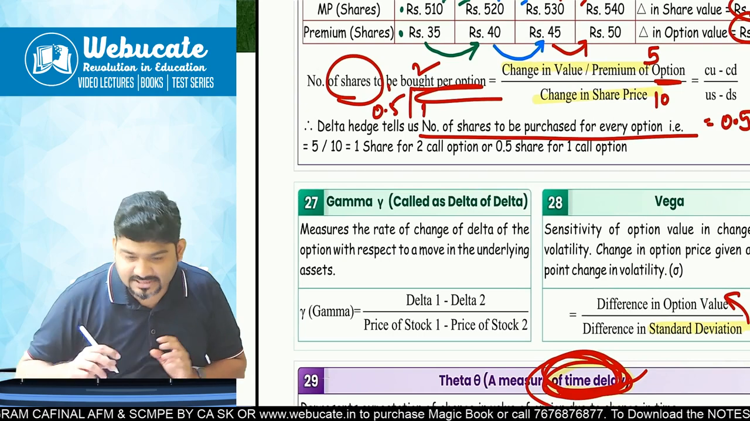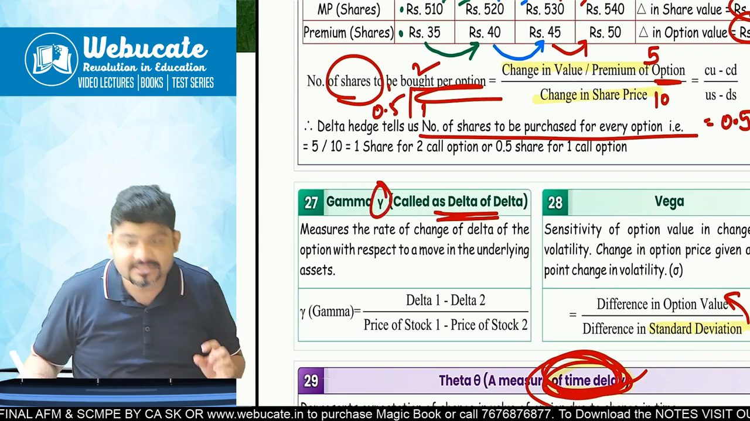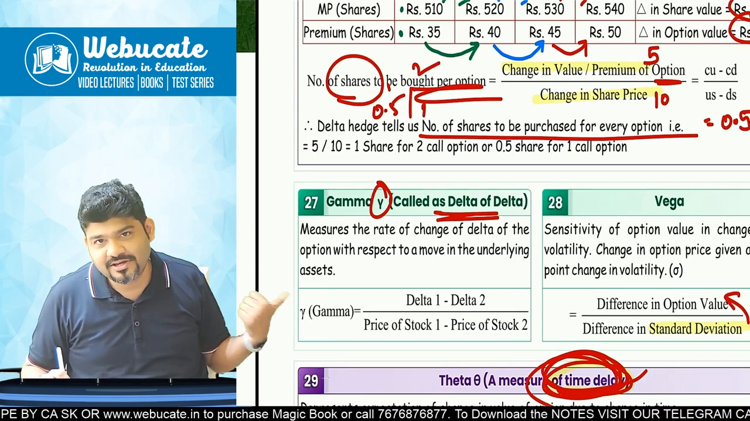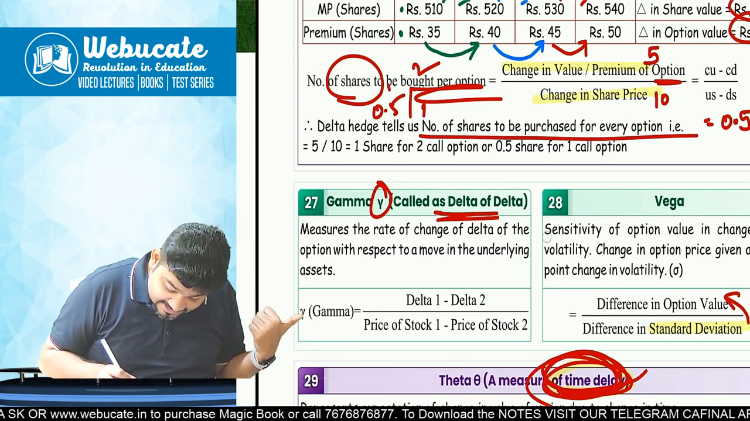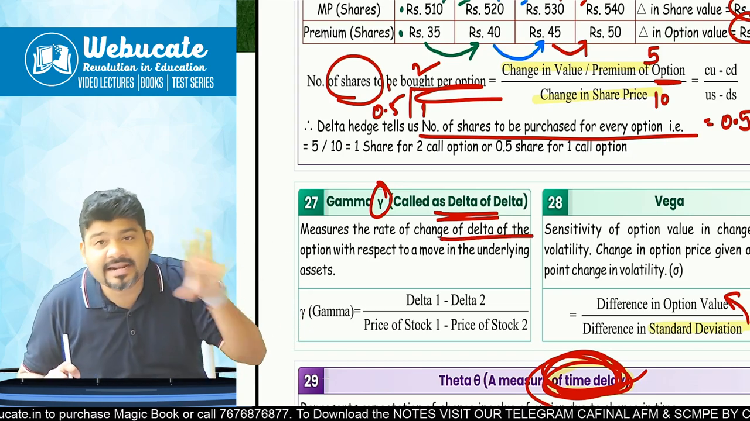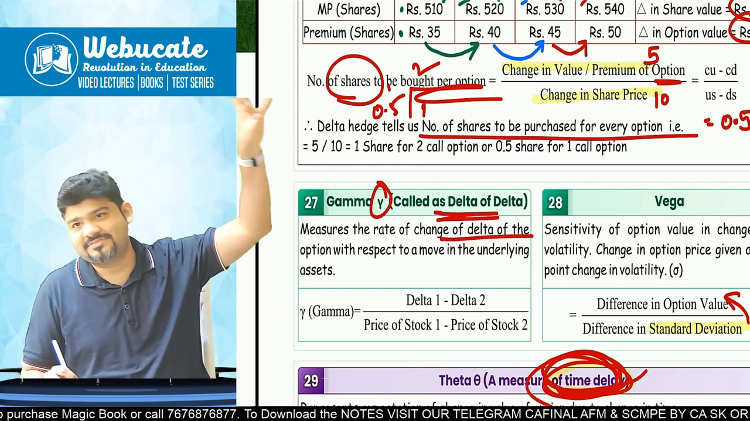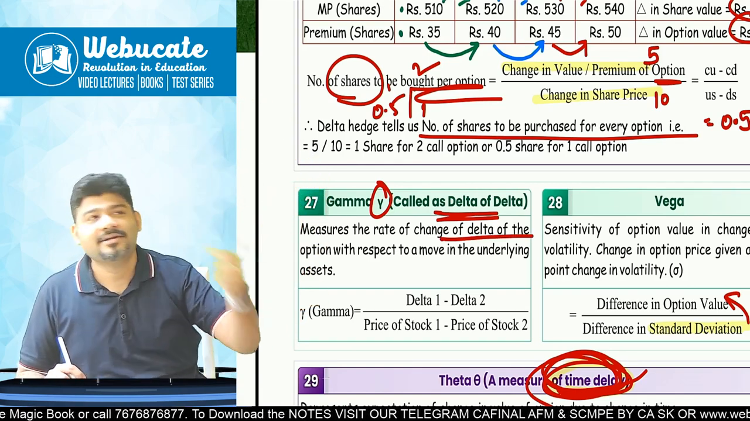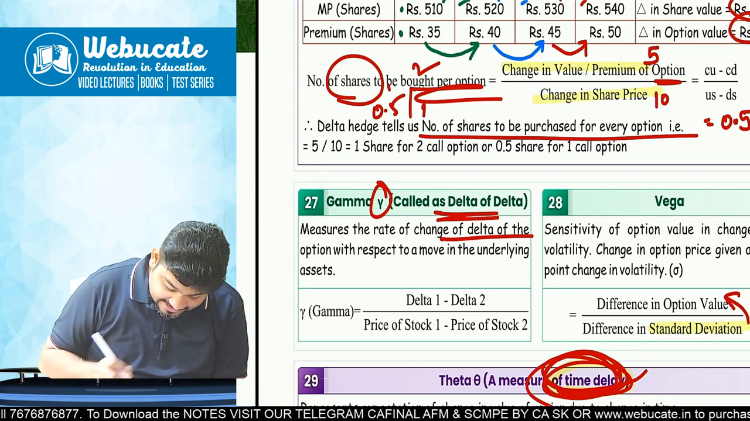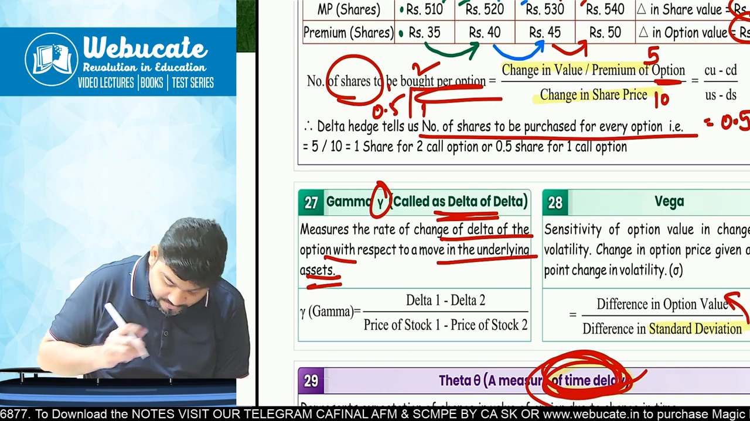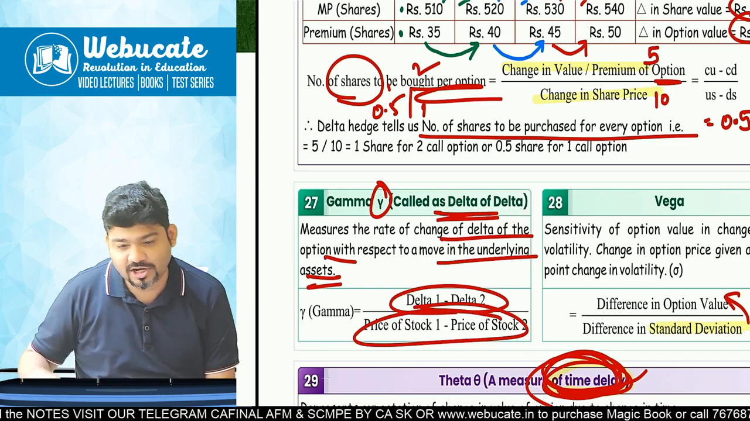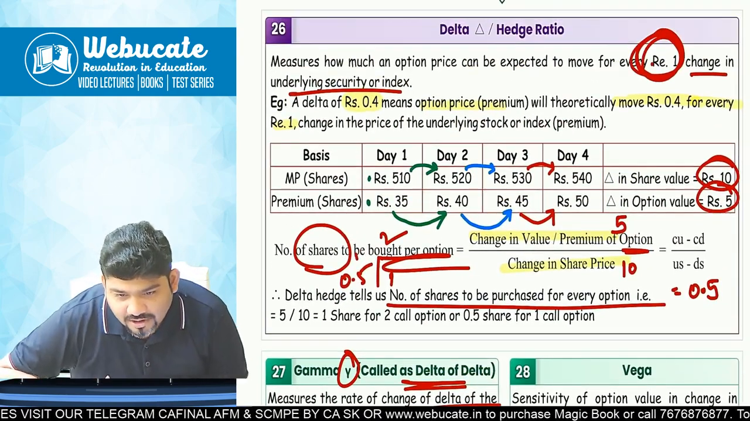And then last is gamma, delta of delta. The change in delta with respect to the stock price of the share is called gamma. It measures the rate of change of delta. My friend is a delta trader. He uses only these things which are given to you and marks his trades of stock. So it measures the rate of change of delta of the option with respect to a move in the underlying asset. So change of delta upon change in price of shares. So that's how the whole system works.